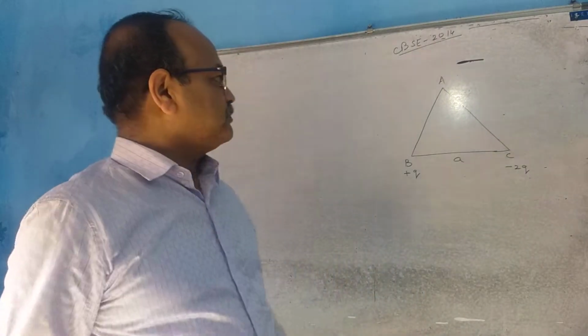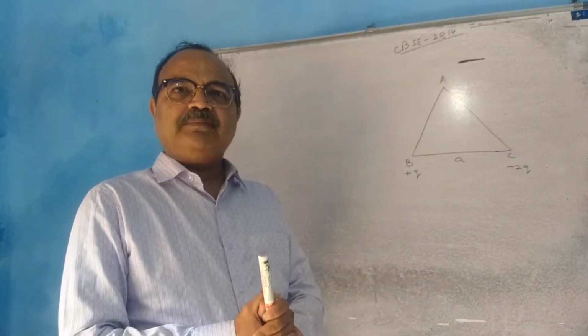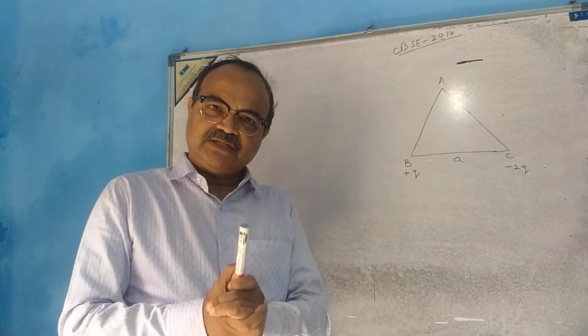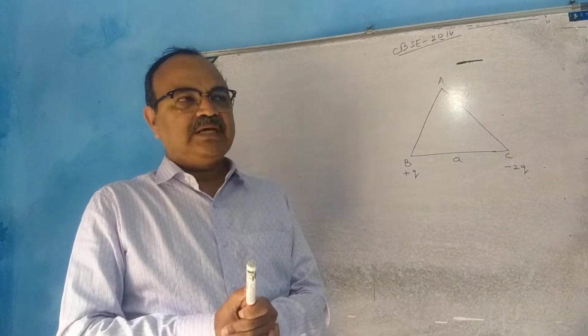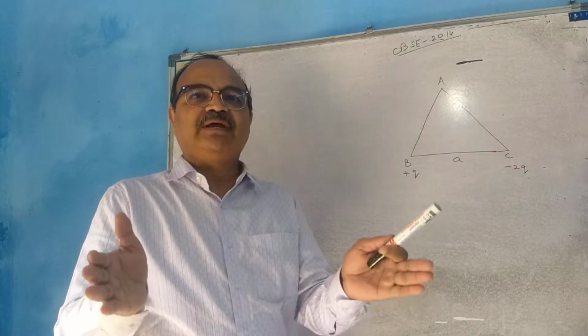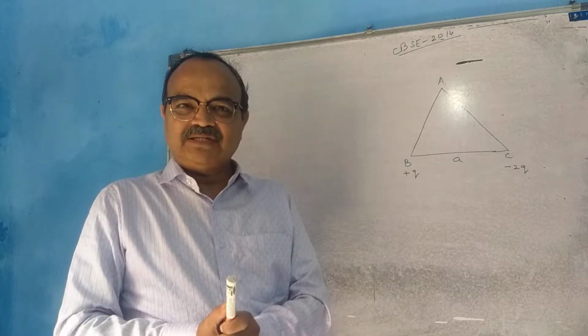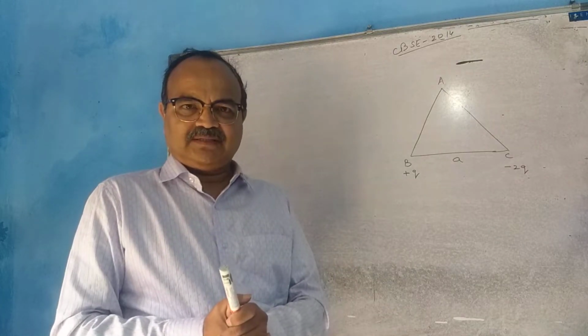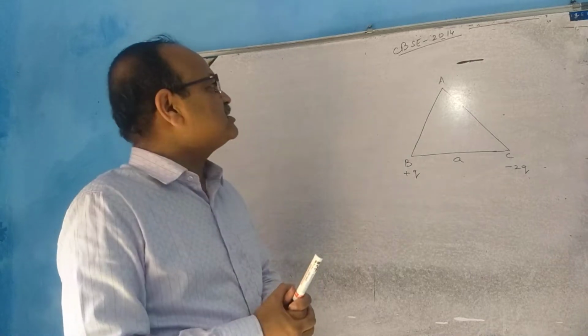Now students, till now we have discussed where the charges, like charges or unlike charges, are placed along a certain line, and then we had to find out the electric field intensity or null point. These things we were discussing. Now the situation is slightly different.